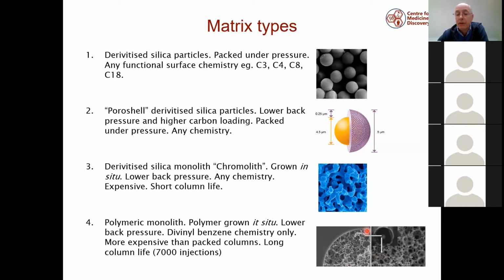Final type of column is this. This is also a monolith, but this is not silica. This is made from a polymer. So the polymer is divinyl benzene. This polymer is grown in situ inside the column, and you can only have a single chemistry. So it's the chemistry that comes with this polymer, which is divinyl benzene. They tend to be more expensive than packed columns, but they have the advantages. The back pressure is very low and the column life is very long.